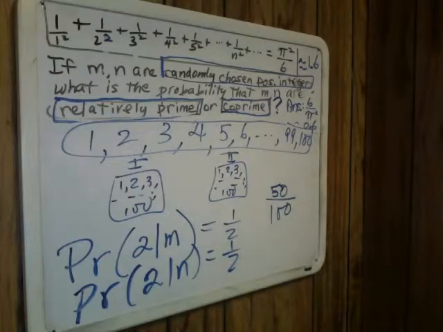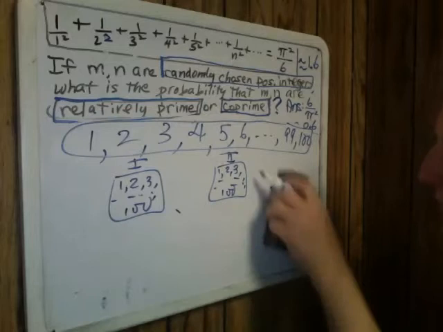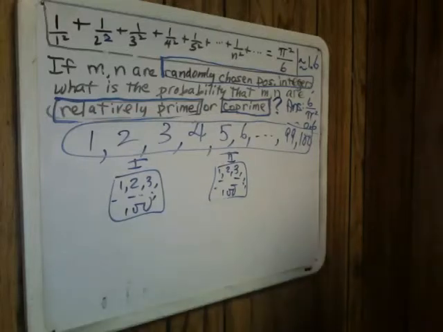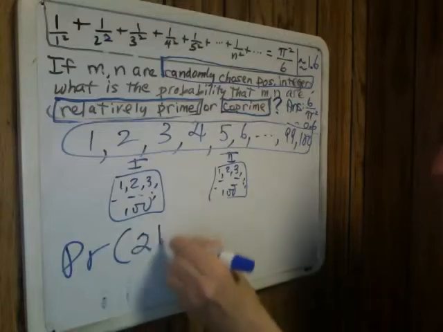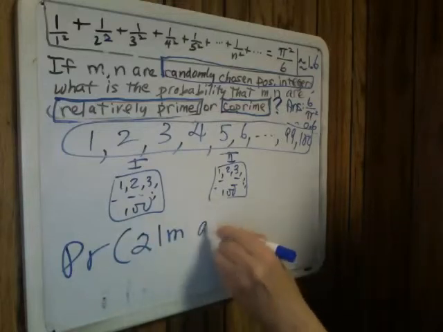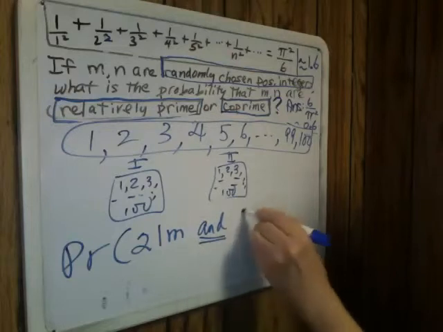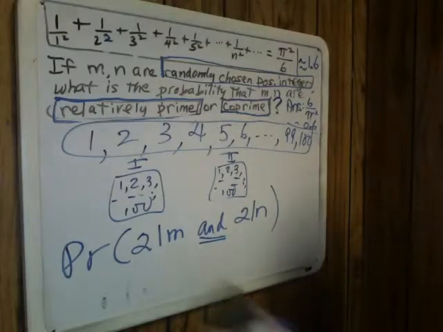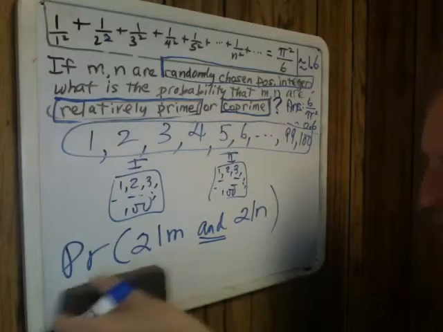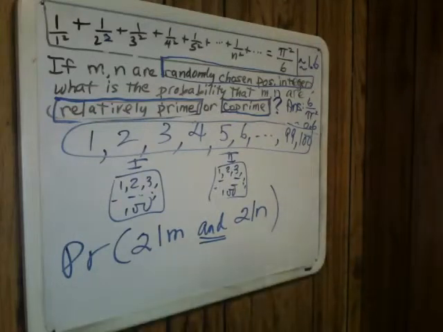Well, what if I ask the question, what is the probability of a compound event? Like 2 divides m and 2 divides n. In other words, what is the probability that m and n are both divisible by 2? Now, if that happens, then m and n would not be relatively prime. And we need this concept in order to arrive at our result.